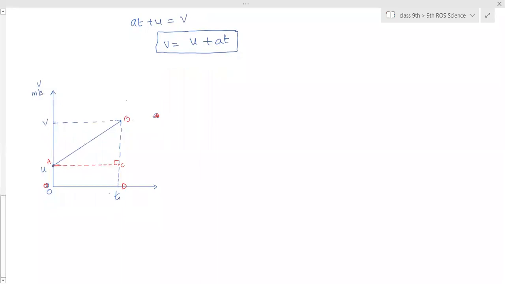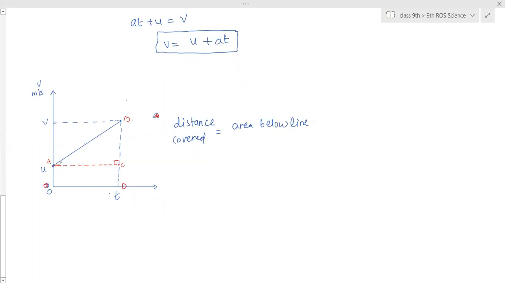For finding distance covered, how do we find distance covered from the graph? Yes, Tarun. How to find out distance covered from the graph? Ma'am, we have to see the points which we have, and then calculate the area of the figure which it is forming. So distance covered is equal to the area below the line, right?